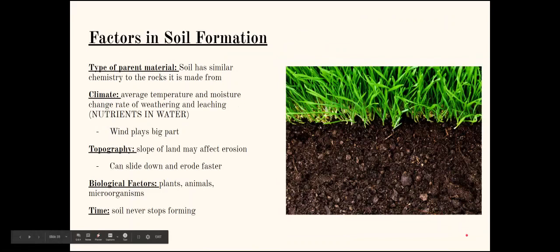Now, the factors that play a part in how soil is formed are, of course, the type of rock that's being used, so the type of parent material, the climate, which means what the temperature is like, the moisture, and how much rain and especially wind there is, the topography, which means how sloped the land is. If the land has a big hill on it, of course, the soil will erode faster. Biological factors like plants, animals, and microorganisms, as well as time, because soil is always forming. However, it does form very slowly.